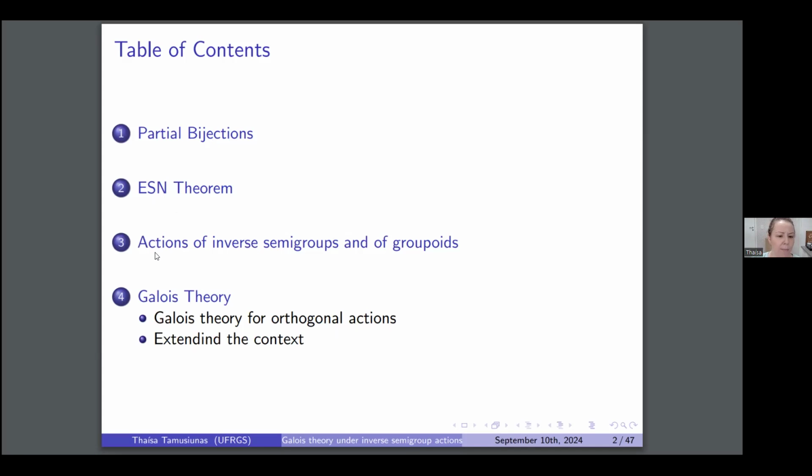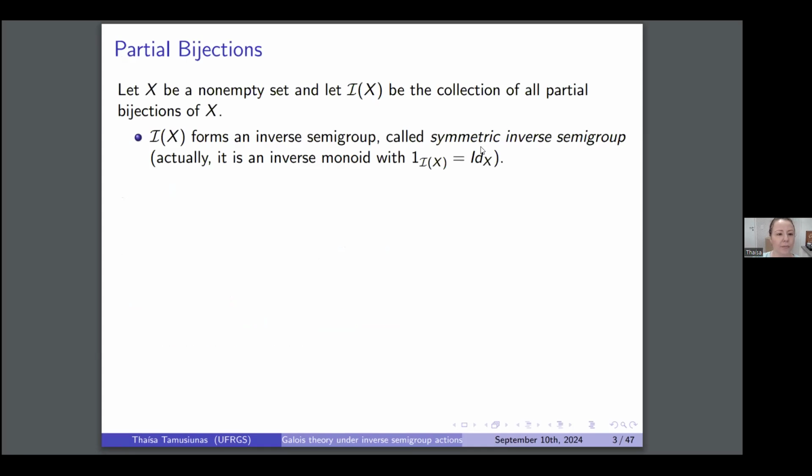Then I will talk about actions of inverse semigroups and groupoids on rings. And finally, I will spend a little more time discussing Galois theory in this context. So let's start with the partial bijections as a motivation.